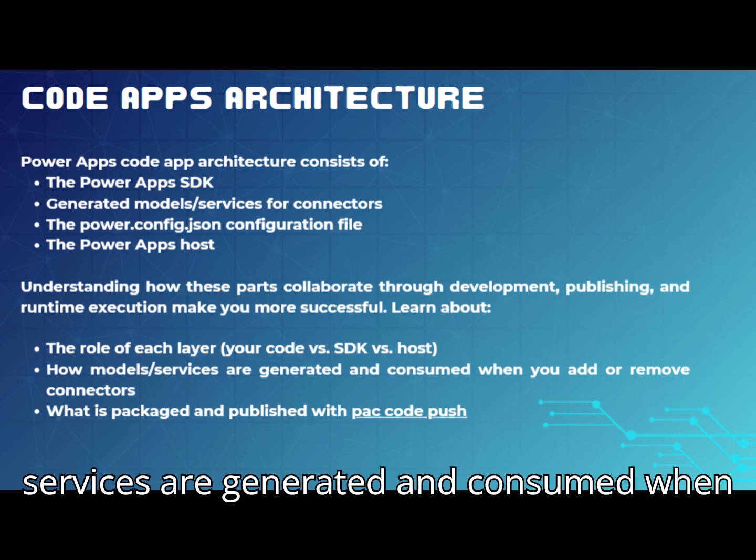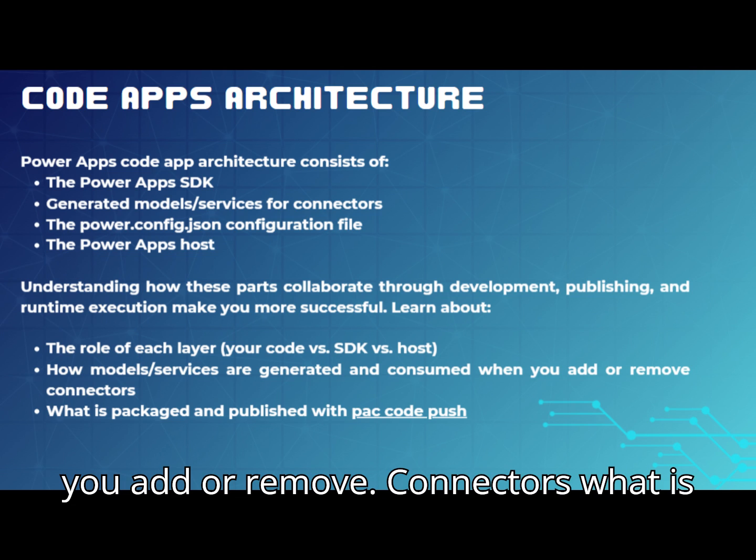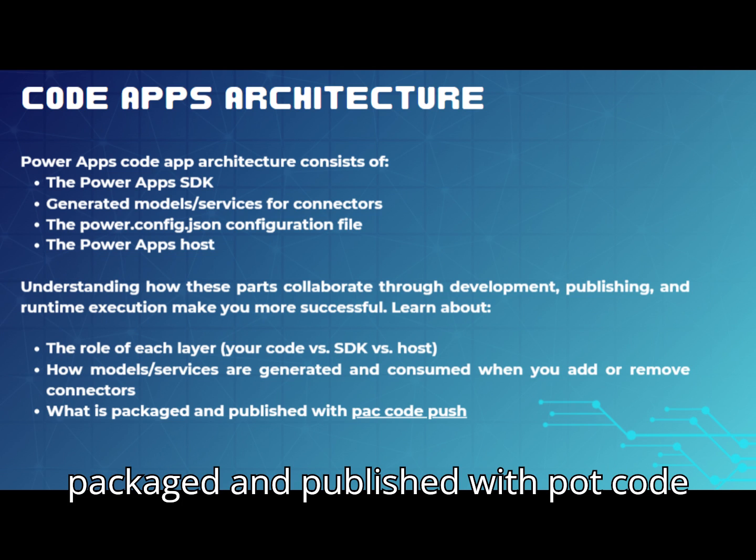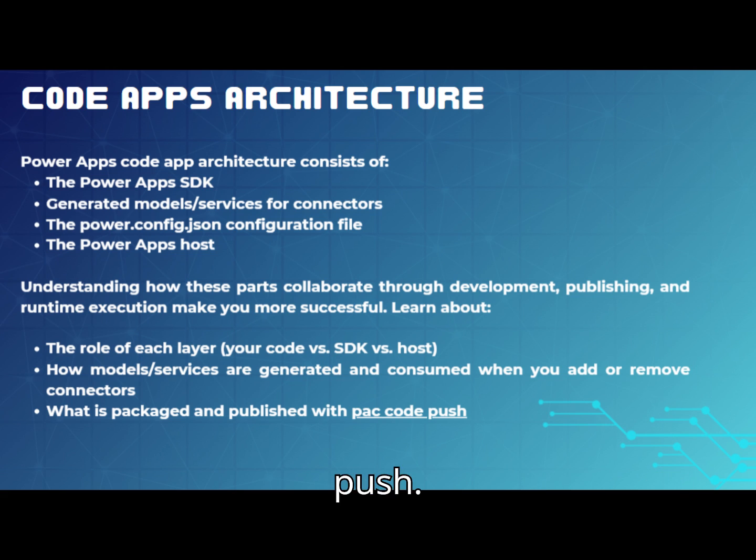Understanding how these parts collaborate through development, publishing, and runtime execution makes you more successful. You need to learn about the role of each layer: your code versus SDK versus host, how model services are generated and consumed when you add or remove connectors, and what is packaged and published with pac code push.